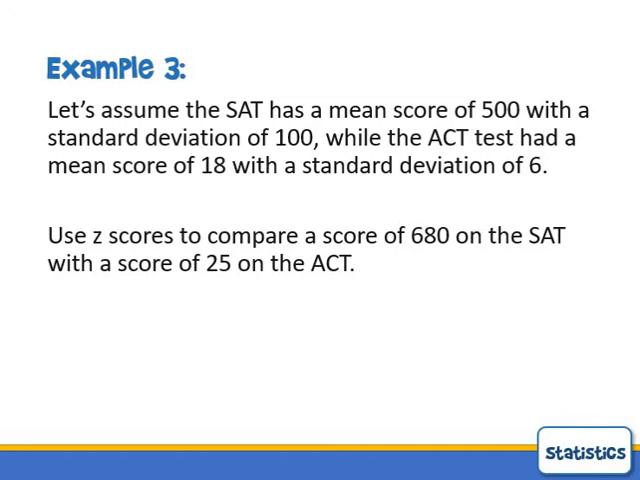Originally, the SAT was written to have a mean of 500 and a standard deviation of 100, so we're going to go with that. Let's assume the SAT has a mean score of 500 with a standard deviation of 100, while the ACT test has a mean score of 18. The ACT only goes up to 36, so the mean is 18, standard deviation of 6.